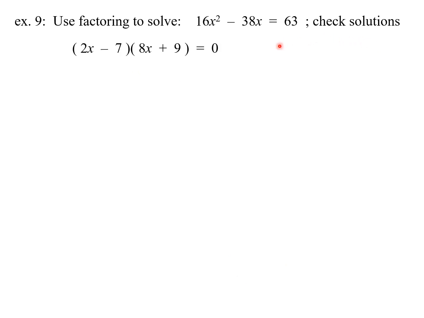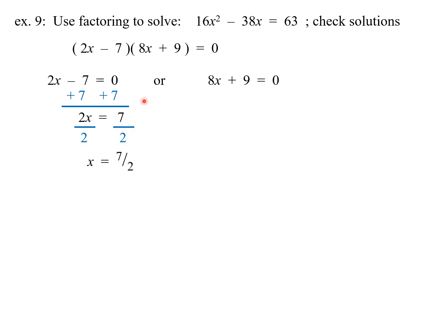All right, so we need to solve this. Now we're going to take advantage of the zero product property. That says if you have a product of two terms that equals 0, then either the first term is 0 or the second term is 0. All right, so I'm going to set each of them equal to 0 and solve each one in turn. For this one, I'm going to add 7 to both sides and then divide by 2, and we get 7 halves. And for the other one, I'm going to subtract 9 from each side, then divide by 8, and we get negative 9/8. So these are possible solutions of this expression, but we have to check these.